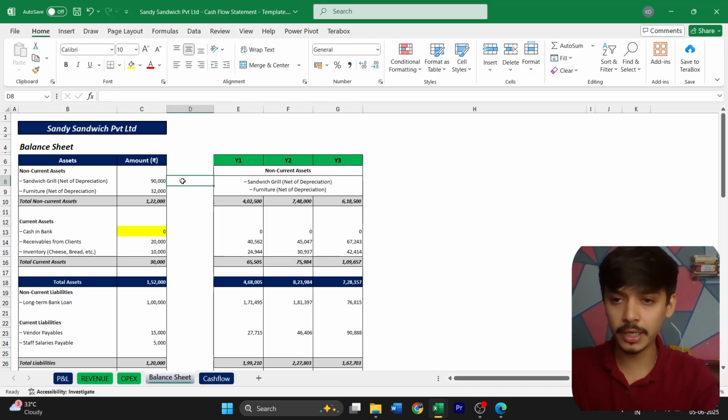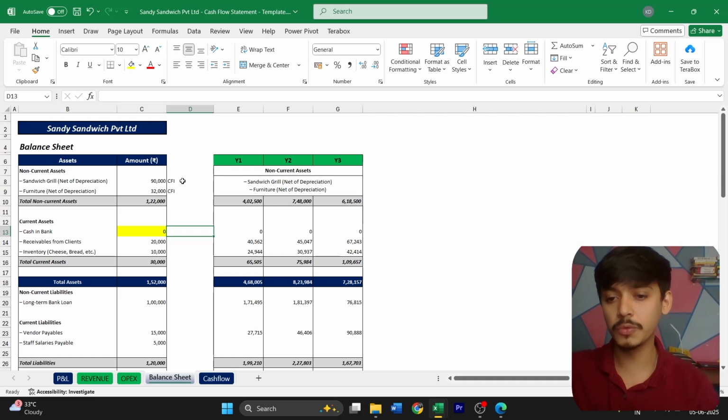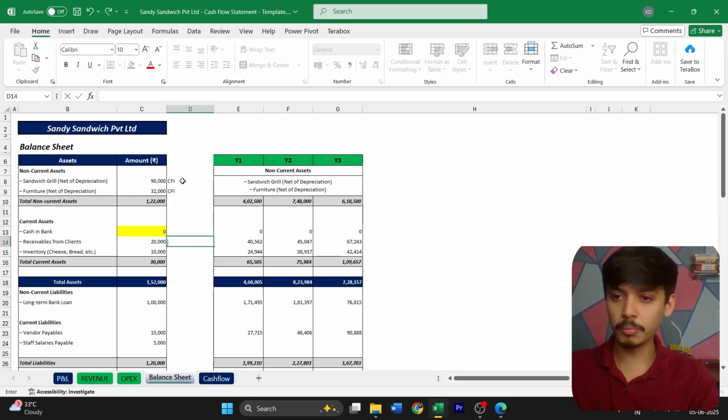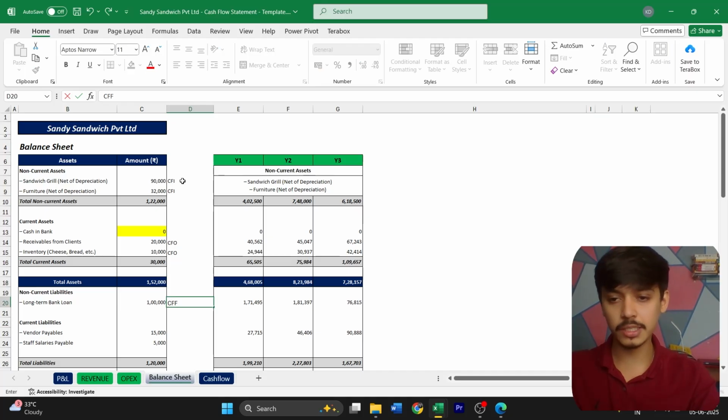Starting with non-current asset, these goes into cash flow from investing. Furniture will go into cash flow from investing. Next we have cash in bank, which we are going to calculate through cash flow statement. There is no entry for cash in the cash flow statement. Next, we have receivable from clients, which we will add to cash flow from operation. Next is inventory, which goes into CFO. Next, we have long-term bank loan, which is definitely CFF, as it is funding activity for the business.